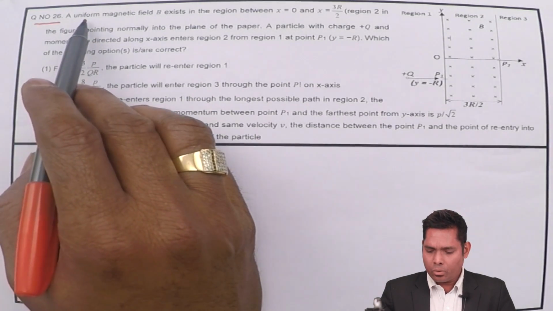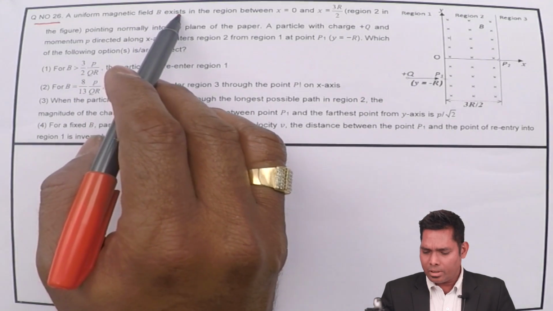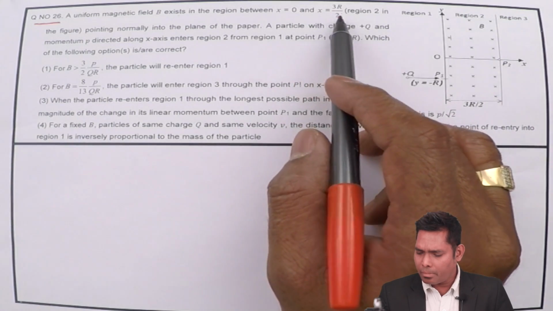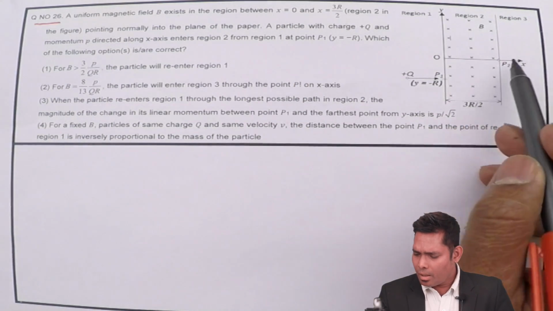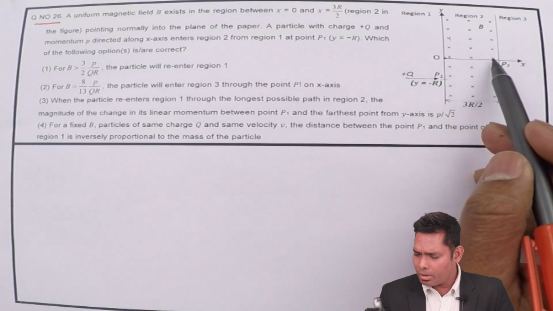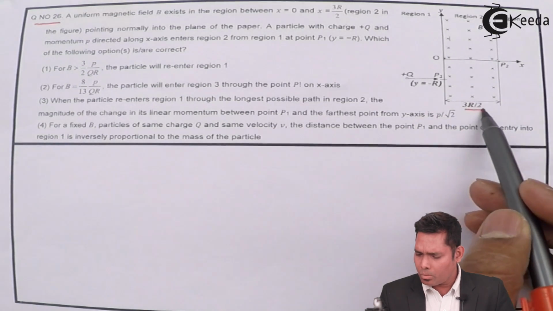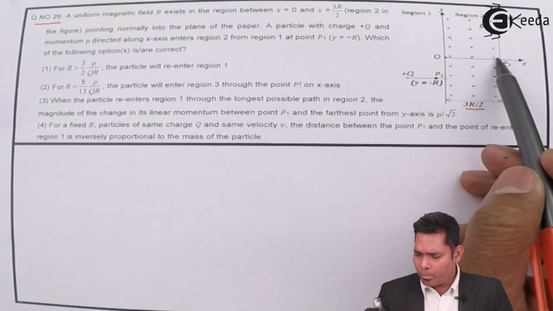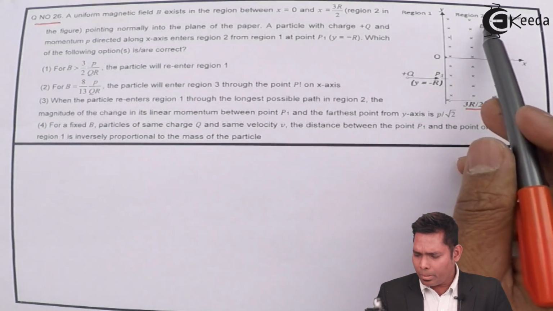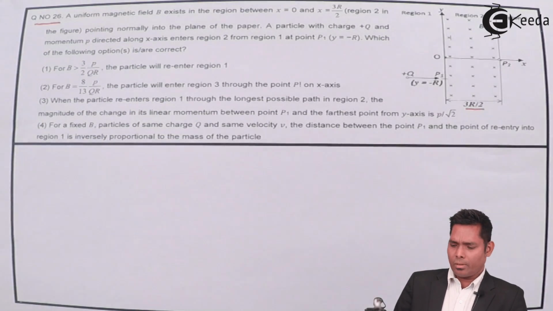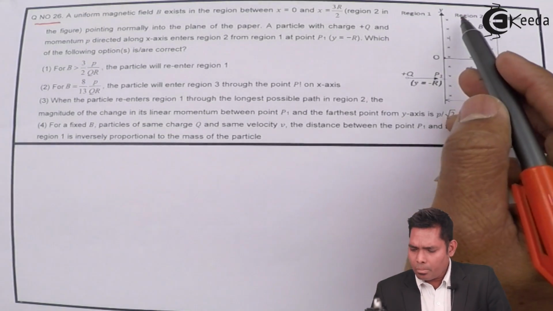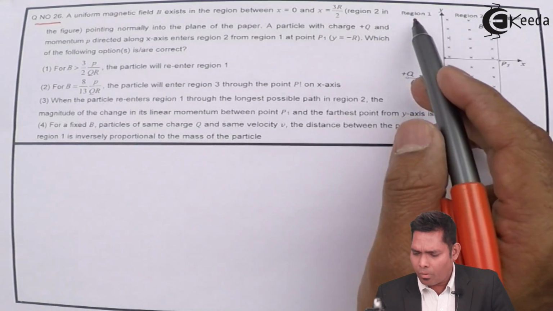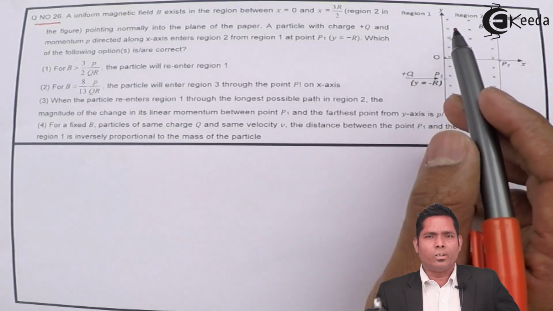What it says: a uniform magnetic field B exists in the region between x is 0 and x is 3R by 2. This is the x line, see 0 here, and from here to here it is 3R by 2. So only in this region the B exists, that is called the magnetic field. This is region number 2, where we have magnetic field present, and on this side and that side, in regions 1 and 3, there is no magnetic field.